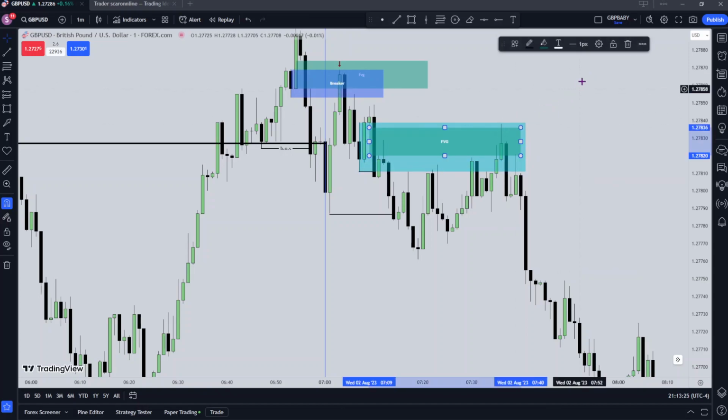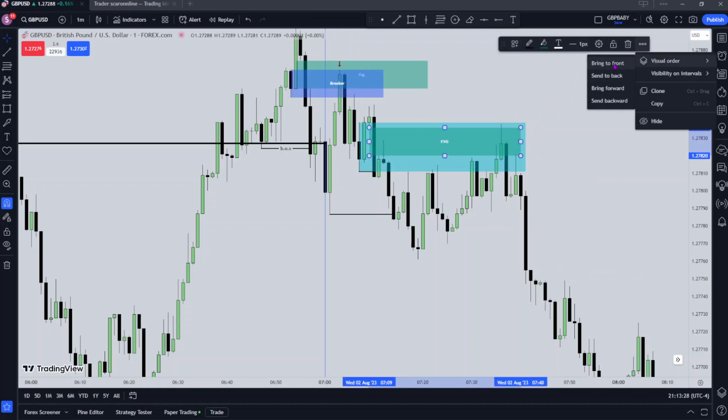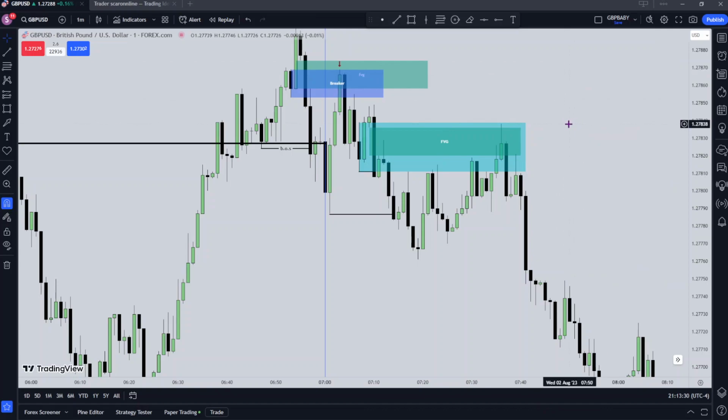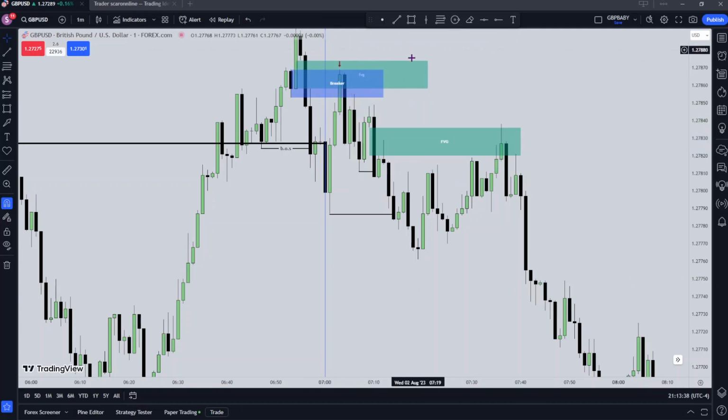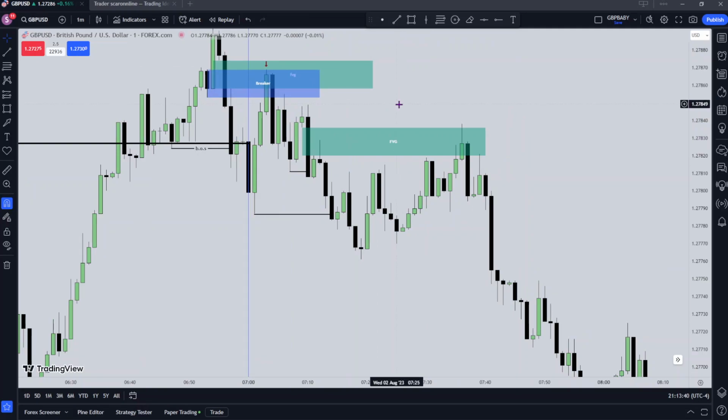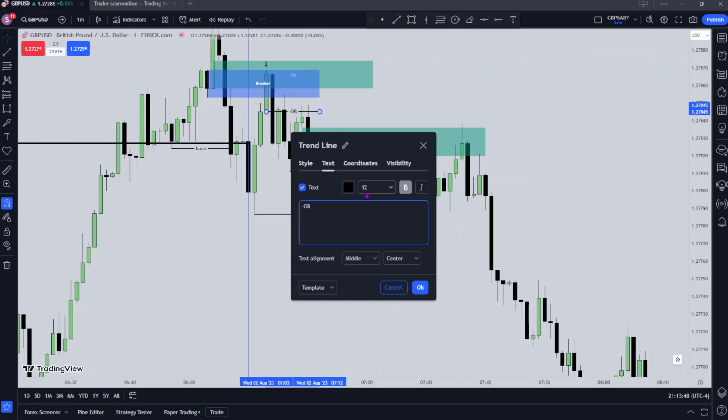Let me bring this one to the front. But I guess it's more like a mitigation, isn't it? I'm just trying to see. Bearish order block.